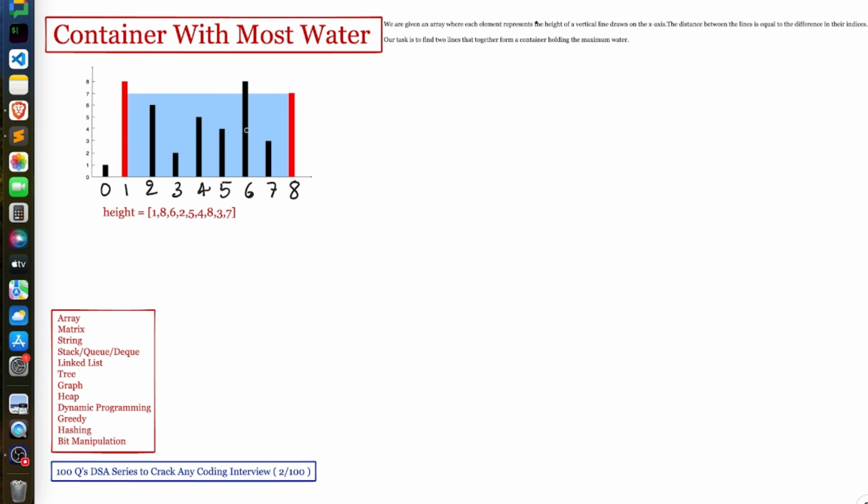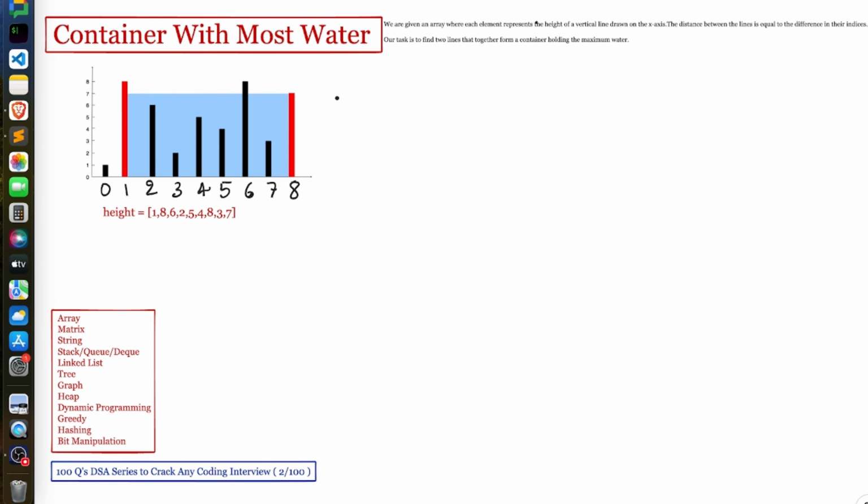For example, here in this test case, the most optimal way is to choose the index 1 height and the index 8 height, right? So here if you see, the water contained is a rectangle, so we can easily calculate the area. The area is length into width. So here the height is 7 into the width, which is also 8 minus 1, 7. So 49 is the area of the water that is trapped in between these two heights, right? And this is the max possible water that could be trapped in between two vertical heights, right?